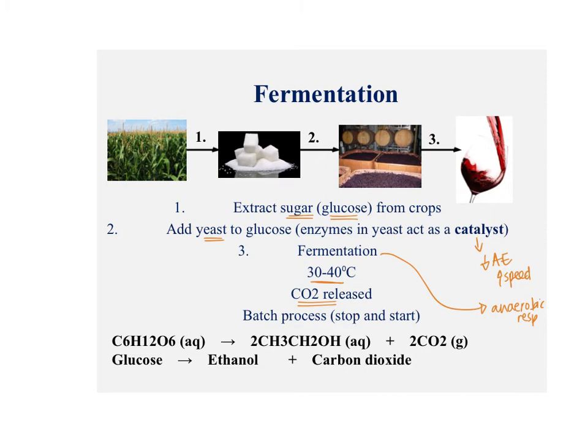Fermentation is normally done in something called a batch process, where I've got a certain amount of crop, I'm going to ferment it, and then I'm going to tap it off. I'm not going to keep trying to add more crops to my system and then remove a little bit of product as I go. I'm going to do it all at once in a batch, and then take it out, and I'll start again from the very beginning of extracting the sugar, adding the yeast, going through.